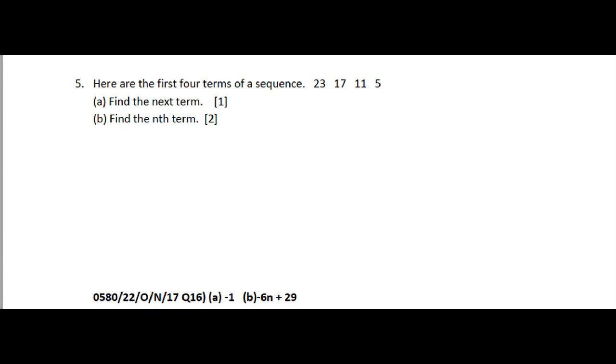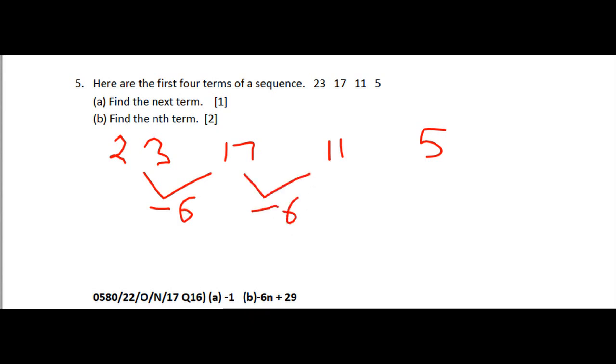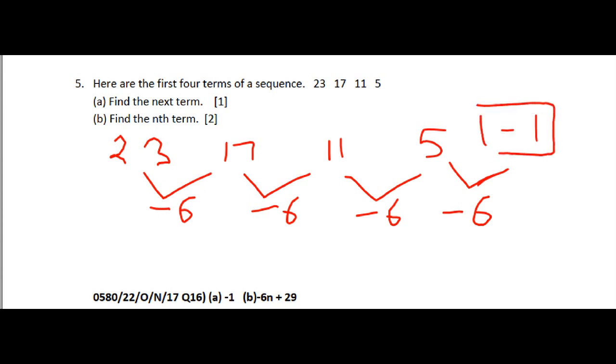Question number 5. Here are the first 4 terms of a sequence: 23, 17, 11, 5. Observe the pattern, what is happening. We subtract 6 here to get 17 from 23. Then again subtract 6 to get 11. Then again subtract 6 to get 5. So this is also a first level common difference sequence, or also called a linear sequence. Find the next term. For that, simply subtract 6 from 5 and you get minus 1, which is the answer for part A.